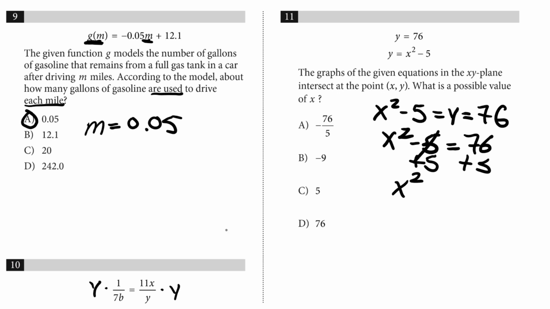To get x by itself, first we're going to add 5 to both sides to get x squared equals 81. And then we're going to take the square root of both sides. On the left we'll have x. On the right, the square root of 81 gives us plus or minus 9. So either positive 9 or negative 9. And if we look at the answer choices, we can see that B is the only one that has either negative 9 or positive 9.